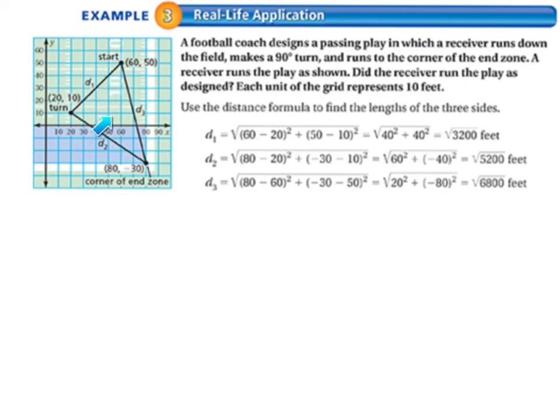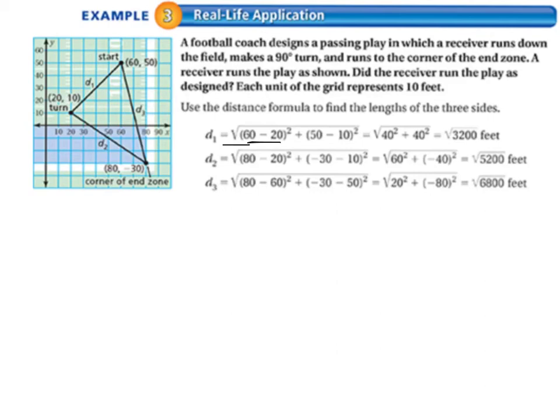So you're going to have to use the distance formula 3 times and determine the length of each of the 3 sides. Now that's done for you right here, and I'm going to write it down just so you can follow along. So the first one, we are going to take the point 60-50, which is where he started, to where he turns, which is 20-10.